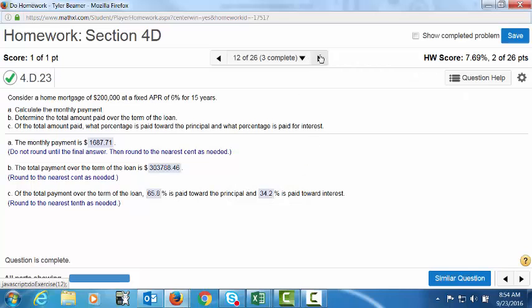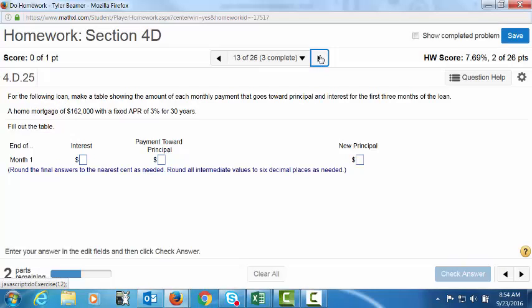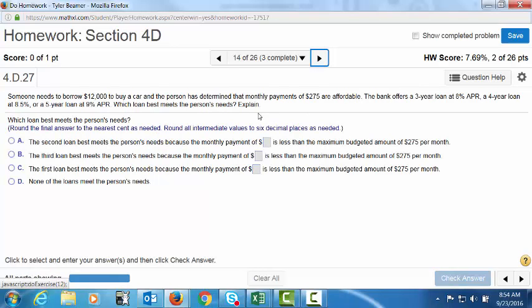So that Excel template is very helpful when computing these problems. I want to show you another problem. This is a problem where you're comparing 3 different loans. So someone needs to borrow $12,000 to buy a car. The person has determined that monthly payments of $275 are affordable. The bank offers a 3-year loan at 8% APR, a 4-year loan at 8.5%, or a 5-year loan at 9%. So which loan meets the person's needs?